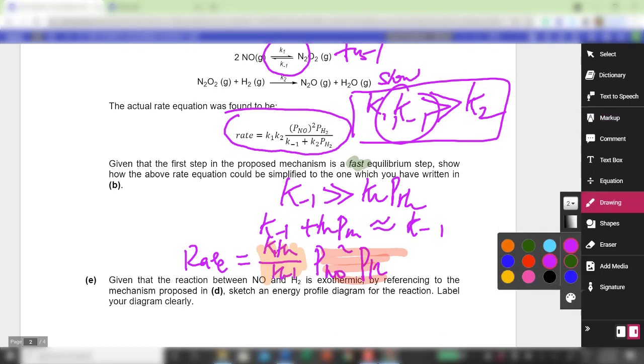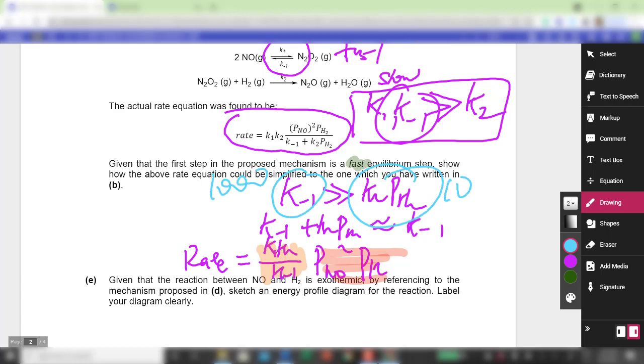I know some of you might be wondering, how come we can make such an assumption that K minus 1 is way greater than K2 partial pressure H2, and therefore this whole thing is approximately the same as K minus 1? You can just imagine that, let's say this value is 1000, and let's say this value is 10. So can we approximate 1010 to 1000? I think we can do that, right? So if you think about it from that perspective, then you will be able to come up with this reasoning.